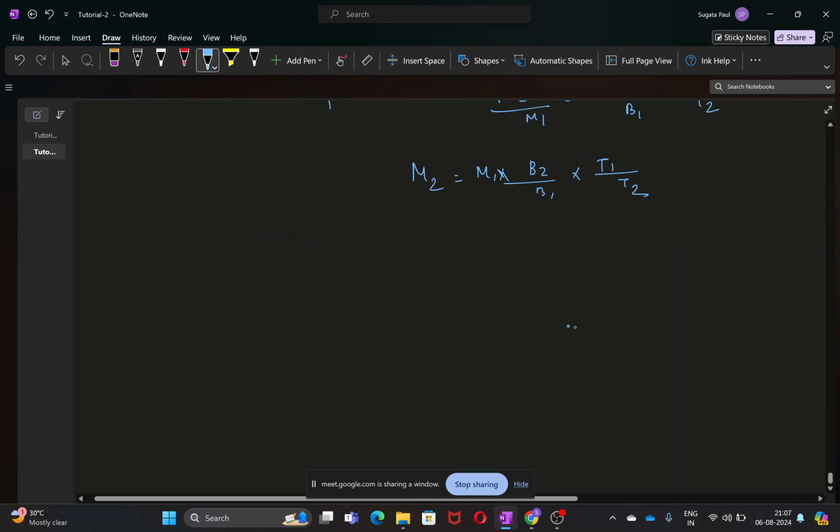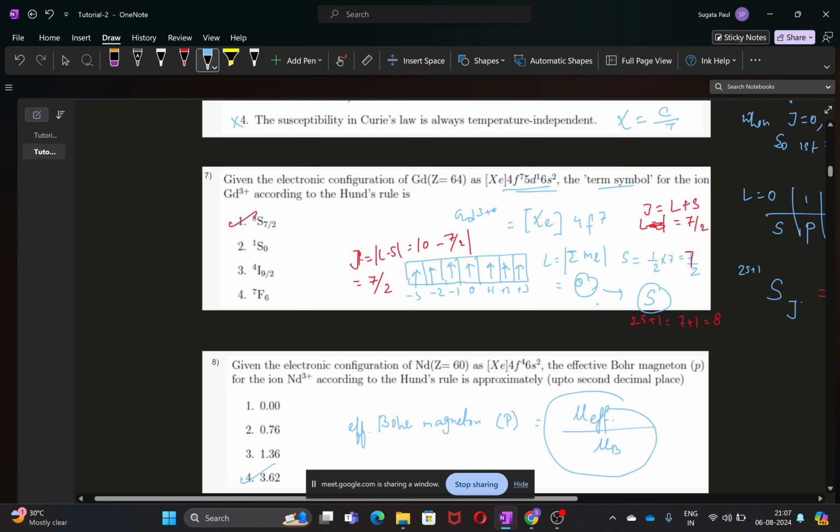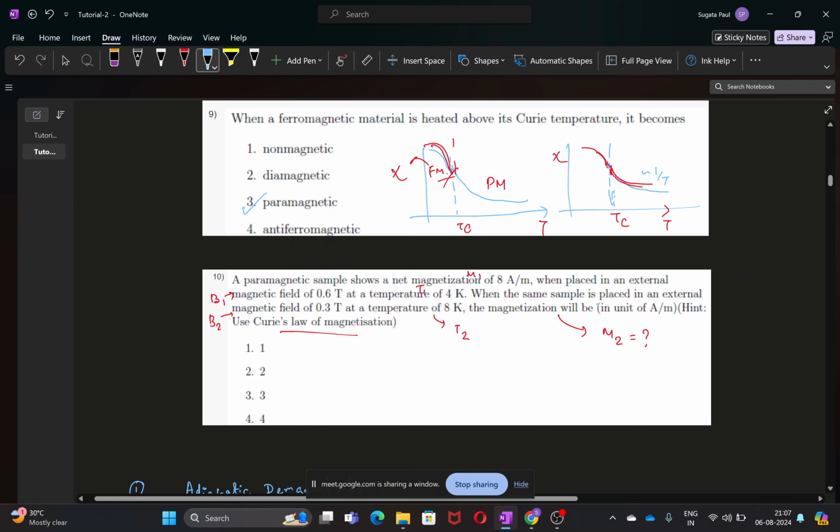Now just put the values of M1, B1, B2 and T1, T2. Your M1 was 8 ampere per meter, then B2 was 0.3 Tesla divided by B1, 0.6 Tesla, into T1, which was 4 Kelvin, and T2, which was 8 Kelvin. So this is half, this is half, and 4 and 8 makes it 2. So you get 2 ampere per meter as the answer for your M2. So your magnetization for this case will be 2 ampere per meter. Let us choose the option. So it is right. Option number 2 is correct because it has 2 ampere per meter.